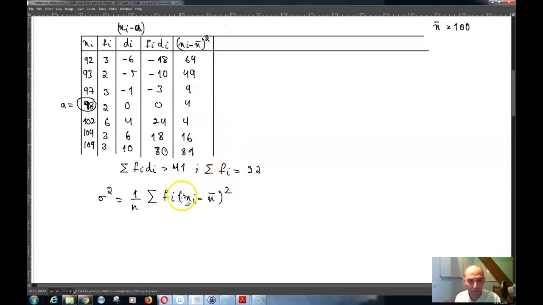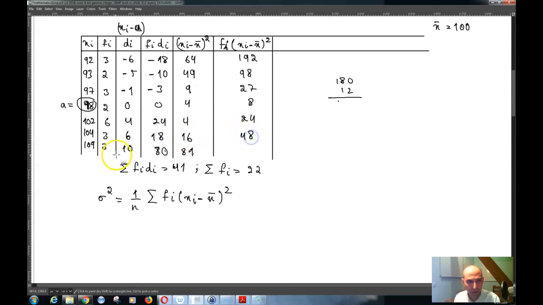And then if you calculate f of I times x of I minus x bar whole squared, for example, 3 times 64 is equal to 192. 2 times 49 is 98. 3 times 9 is equal to 27. 2 times 4 is equal to 8. 6 times 4 is equal to 24. 3 times 16 is 48. And 3 times 81 is equal to 243.